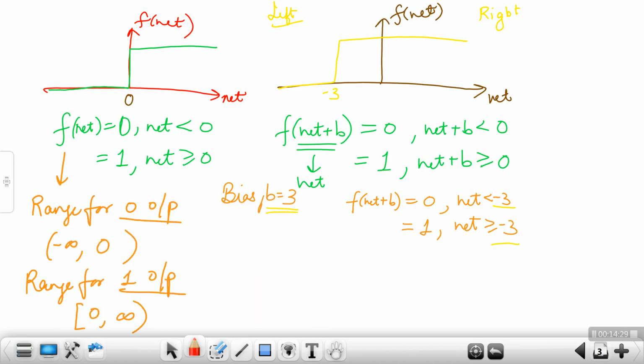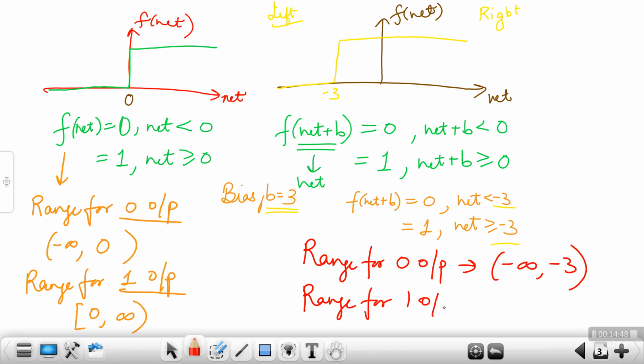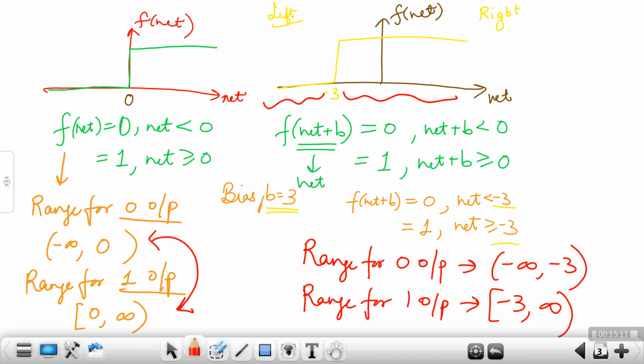But now if we move on to this shifted function with a bias, what will the range be? The range for 0 output will be from minus infinity to minus 3, and the range for 1 output will be from minus 3 to infinity. This is your negative range and this is your positive range. What you can see here is that earlier the ranges were equal. But here, for one output you have a much greater range as compared to the 0 output.